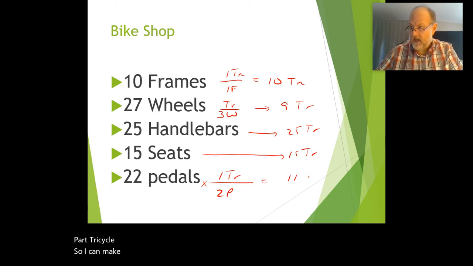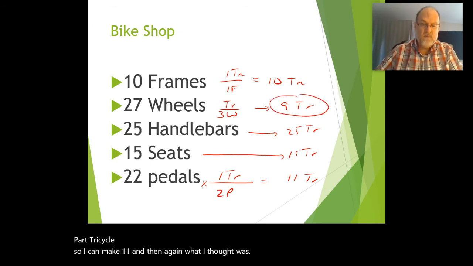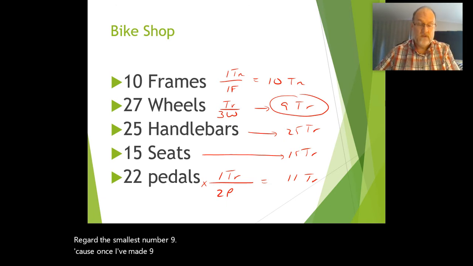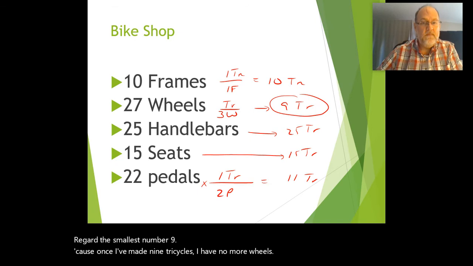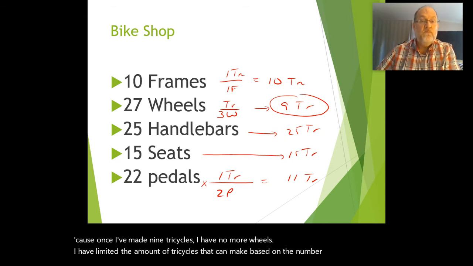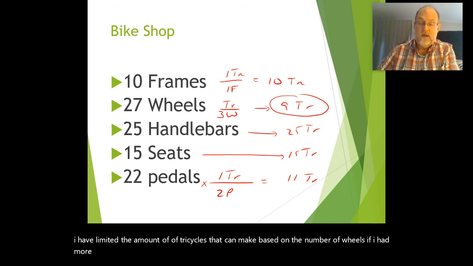And then, again, what I thought was, let me grab the smallest number, 9. Because once I've made 9 tricycles, I have no more wheels. I have limited the amount of tricycles I can make based on the number of wheels. If I had more wheels, I could make more tricycles, but I don't.